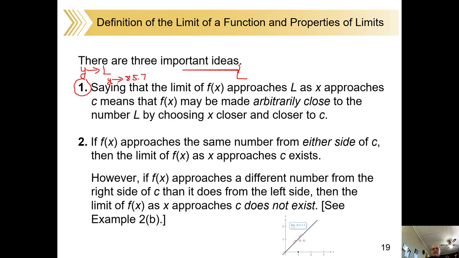That means that if you get x close enough to C, y is going to get extremely close to 85.7. That's what it means. If this is the limit, then you're going to get extremely close to L if you get extremely close to C using the x value.